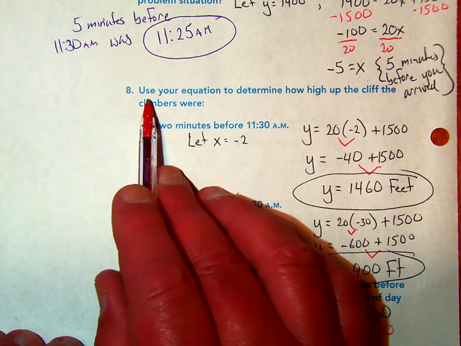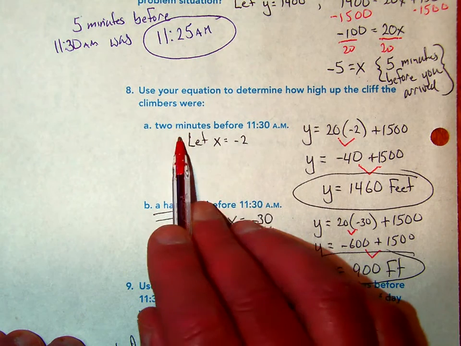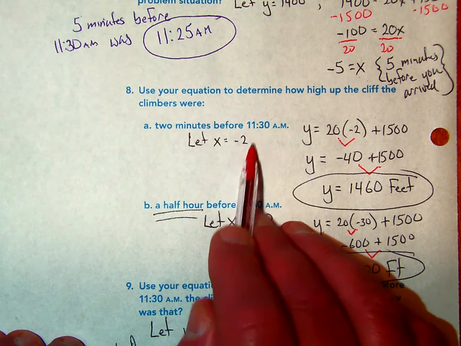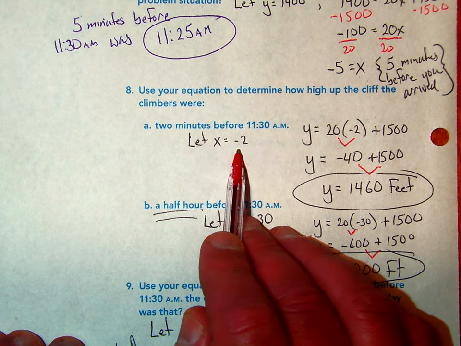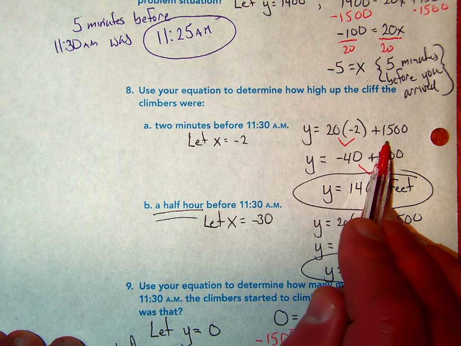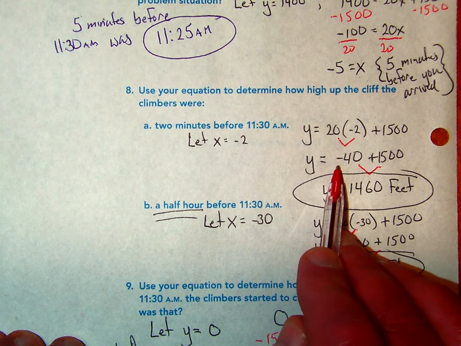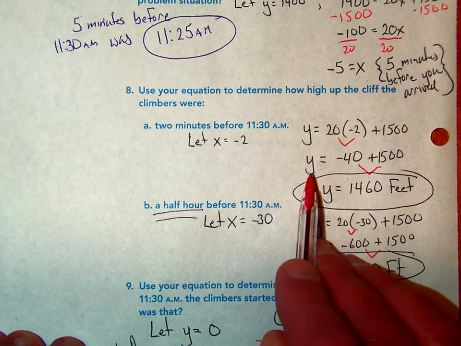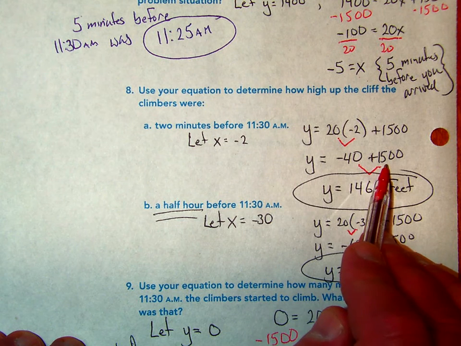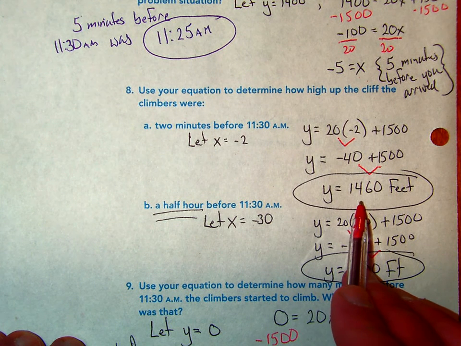Use your equation to determine how high up the cliff the climbers were 2 minutes before 11:30. So 2 minutes before is negative 2. I'm going to plug in negative 2 for x. Y equals 20 times negative 2 plus 1,500. 20 times negative 2, positive times negative, negative. 20 times 2 is 40. So y equals negative 40 plus 1,500. Combine these two, 1,500 minus 40 is 1,460 feet. So 2 minutes before we arrived, the climbers were at 1,460 feet.